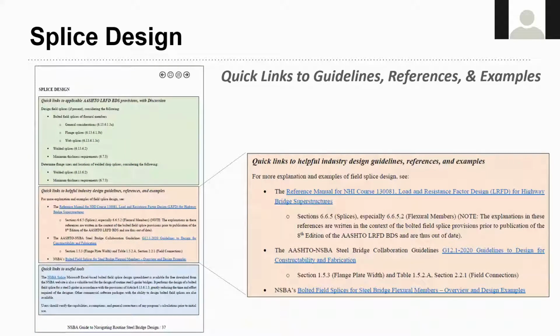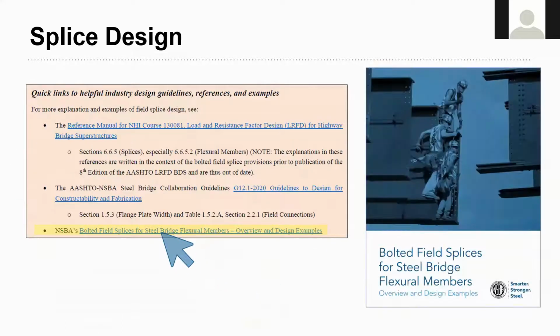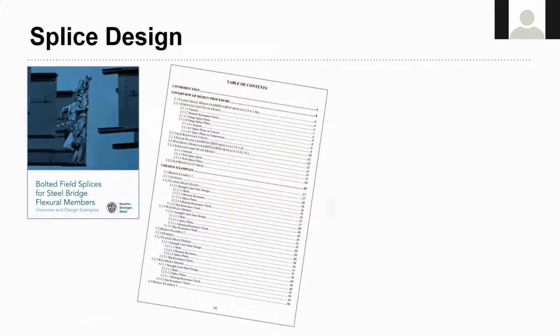So how about some helpful industry design guidelines, references, and examples that are out there? Well, you can see there, the reference manual is also shown. There are some collaboration guidelines, as Dominic had mentioned. What about this last one? NSBA's Bolted Field Splices for Steel Bridge Flexural Members, Overview and Design Examples. Let me go ahead and click on that. That'll take me right to our resource on bolted field splices for steel bridge flexural members.